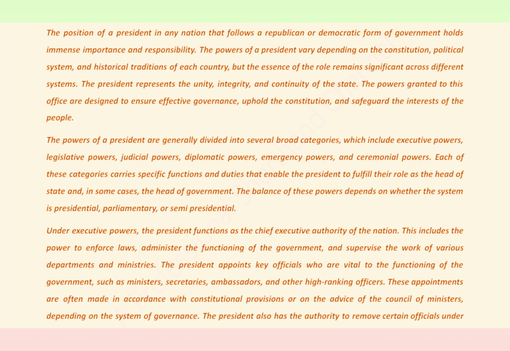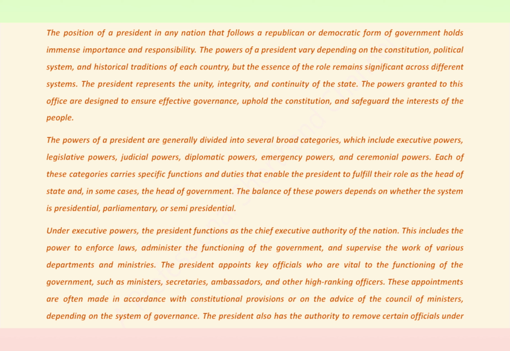The powers granted to this office are designed to ensure effective governance, uphold the Constitution, and safeguard the interests of the people. The powers of a president are generally divided into several broad categories, which include executive powers, legislative powers, judicial powers, diplomatic powers, emergency powers, and ceremonial powers. Each of these categories carries specific functions and duties that enable the president to fulfill their role as the head of state and, in some cases, the head of government. The balance of these powers depends on whether the system is presidential, parliamentary, or semi-presidential.